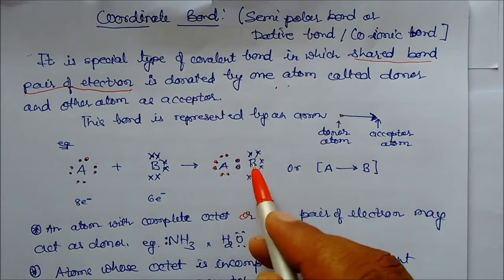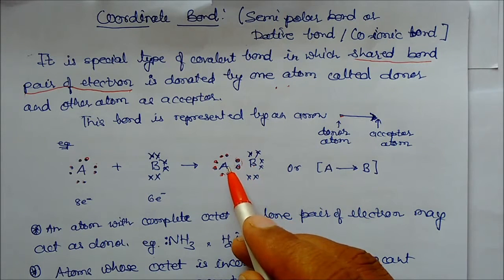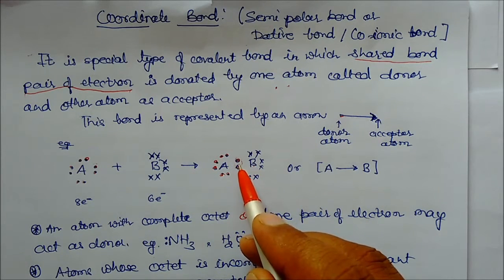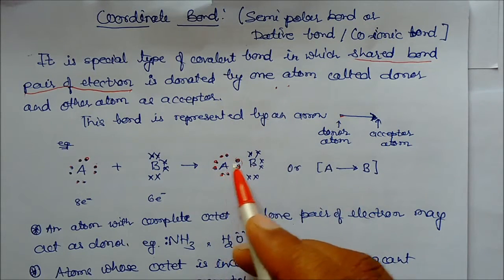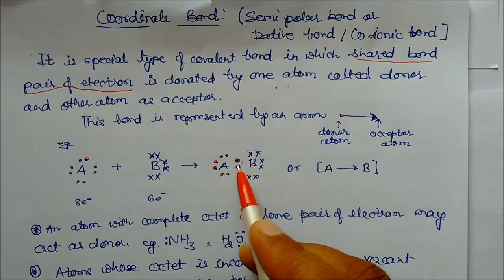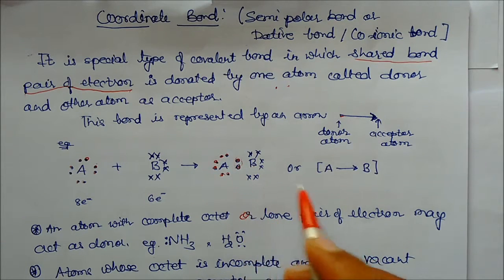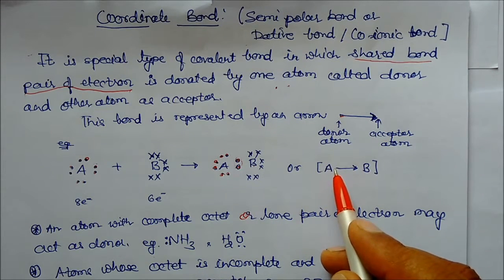So this is a combination of A and B. This electron pair is donated by A to B. And donating means it is sharing. A pair of electrons donated by one is shared. It is not a transfer, it is sharing. In this way, these shared electrons are represented by this arrow. Since these 2 electrons belong to A, they are donated to B.